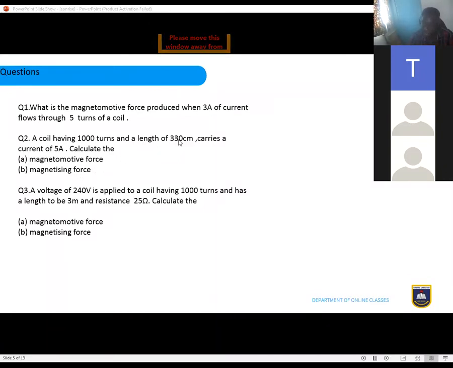And did you change the length to meters? Did you change the length to meters before dividing it? Yes, sir. So what did you have? What's your answer? Tell us. 1.51 times 10 exponent -3.